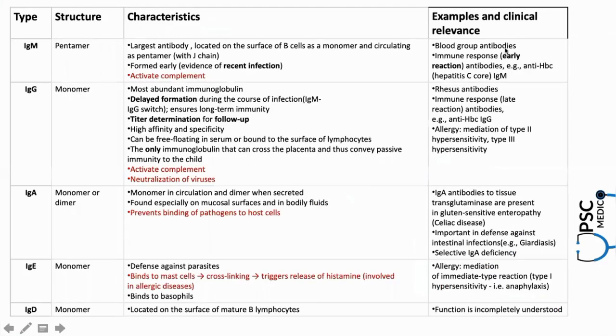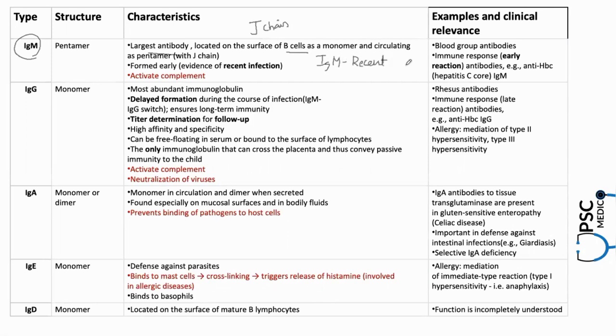So let's go back to the different characteristics along with the examples. Immunoglobulins, they're asking the classification part. So whenever they ask about the classification of immunoglobulins, we'll start with M because it is the largest antibody. It is located on the surface of the B cells and it has a pentameric structure with a J chain. And whenever you see IgM, it indicates recent infection.